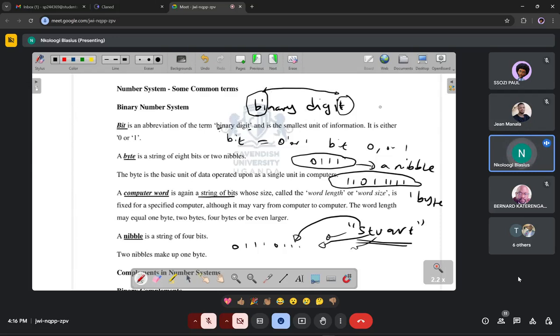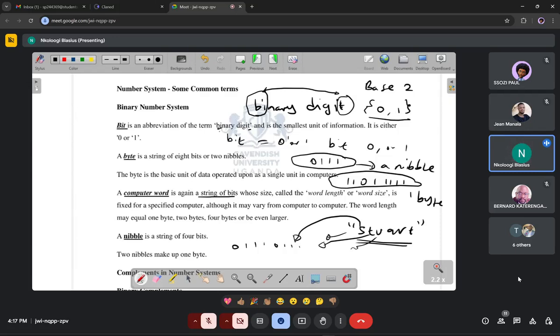And then I said that a bit can either be a 0 or a 1 because base 2 only carries two numbers. The set is only two numbers, 0 up to 1. You cannot include any other number like 2. So a 0 is a bit and a 1 is a bit.